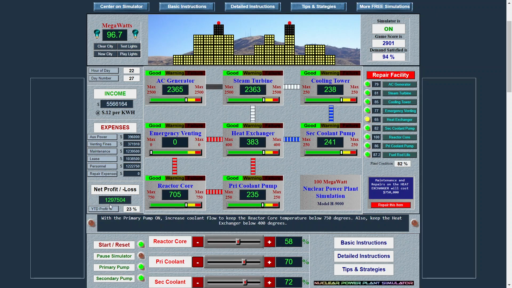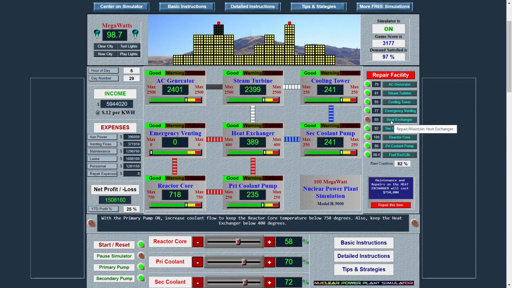We have 1.25 million. Maybe when I have 1.5 million, I will repair the heat exchanger. And I will still have $750,000 left. Yes, we got 1.5 million.